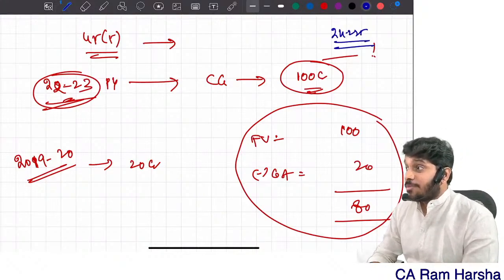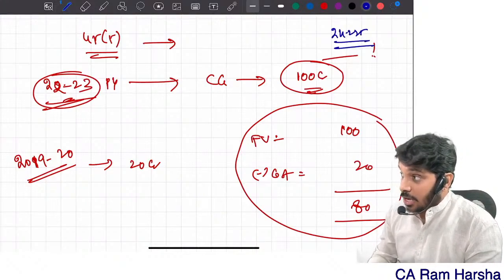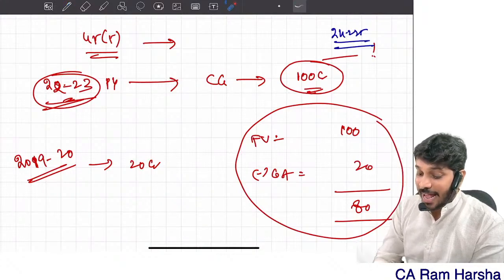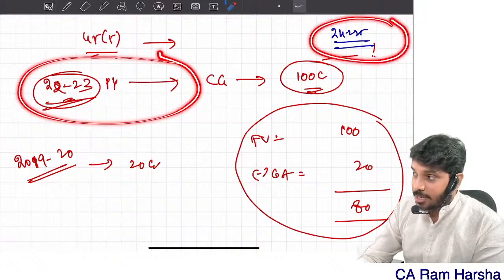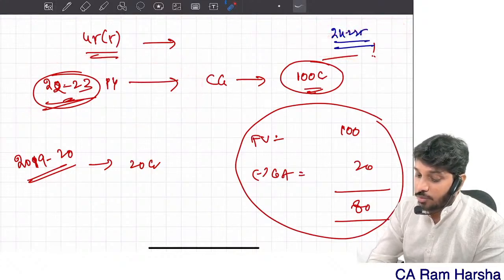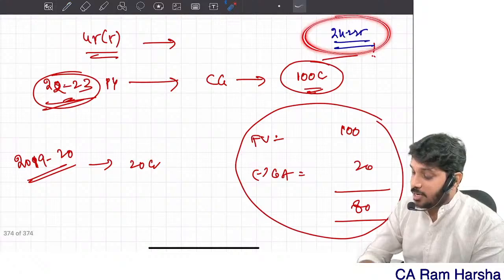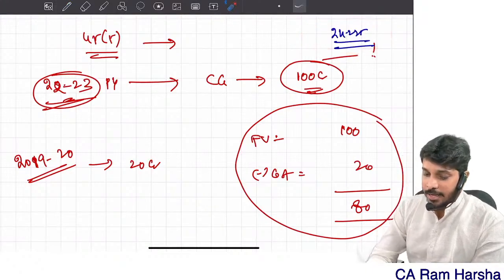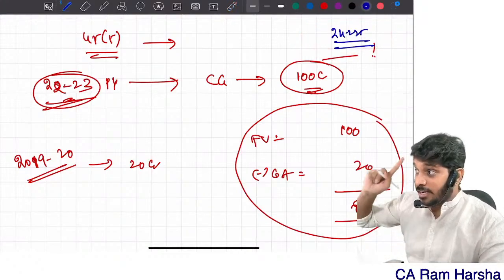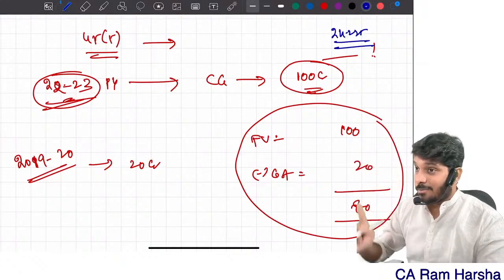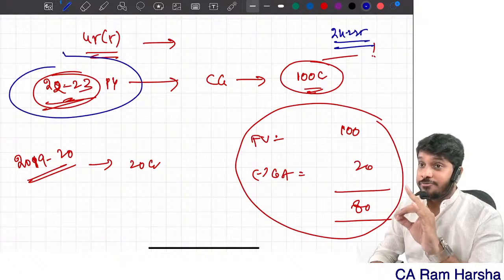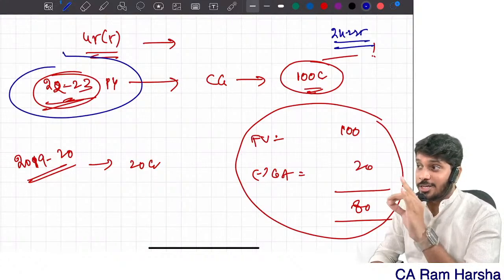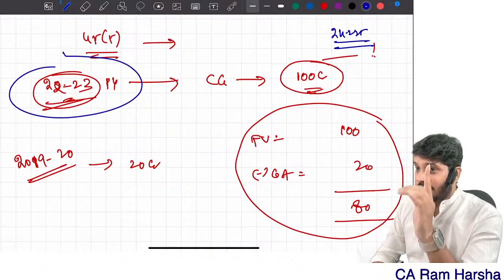It is released to me when? 24-25, which means I will not do the capital gains computation in 22-23. I will do the capital gains computation in 24-25. Getting it? So in 24-25 we will compute. But remember, date of transfer is 22-23, before 23rd July 2024.